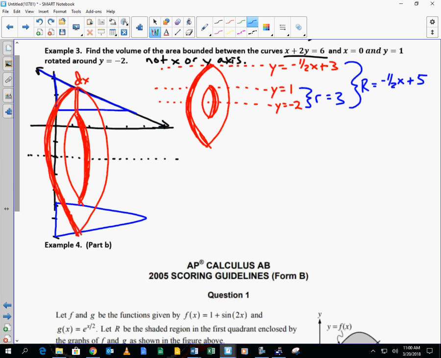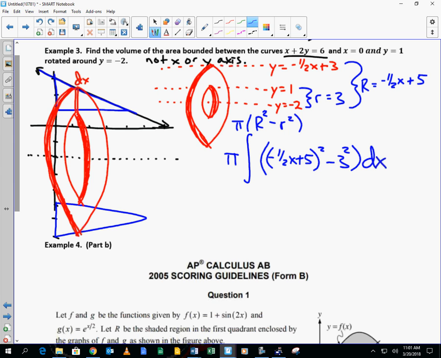Everybody golden? Okay. The formula for the volume of a washer is pi times big R squared minus little r squared. So in this situation, I will have pi times -1/2 x plus 5, that quantity squared, minus 3 squared dx. That's the volume of one washer. How many washers do I want? Infinite number. We accomplish that very simply in calculus by using the integral symbol.